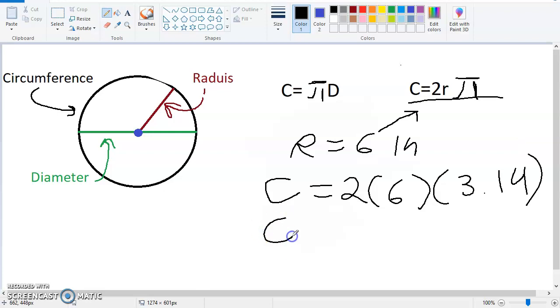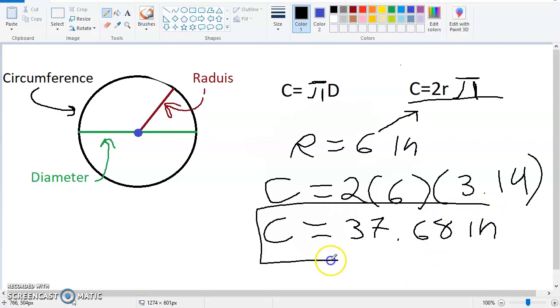I did it previously, and I got 37.68 inches. That would be my circumference. So what you learn from this is that if you have a circle where its radius is 6 inches, then its circumference, or the length all the way around, is 37.68 inches, or 37 and 68 hundredths of an inch. And that would be how you do that without a picture.